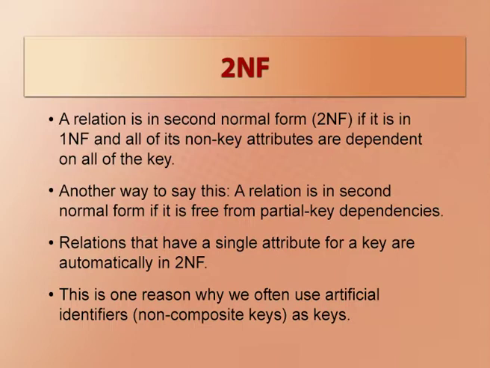Or else, another way to say the same thing is that a relation is in second normal form if it is free from partial key dependencies. So, this partial key is nothing but the key which does not have any prominence. Relations that have a single attribute for a key are automatically in 2NF. This is one reason why we often use artificial identifiers as keys.